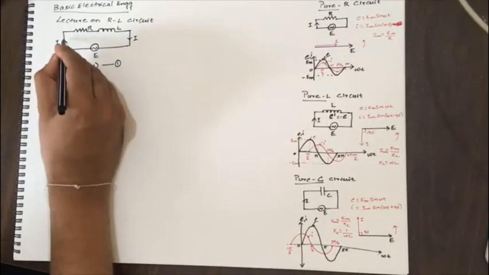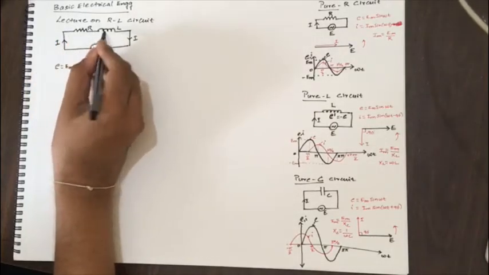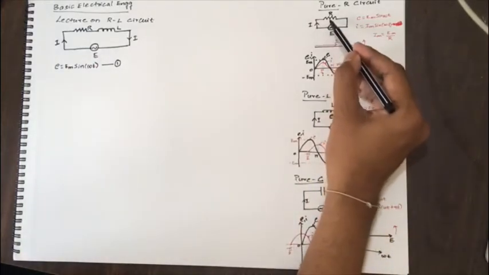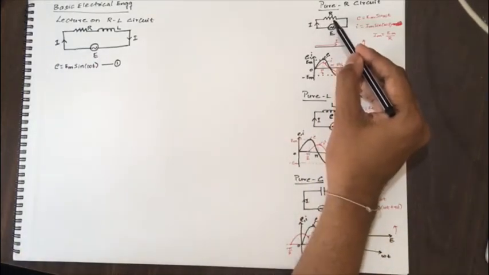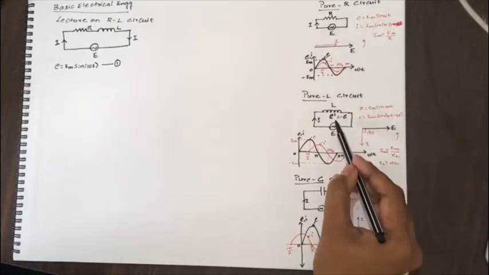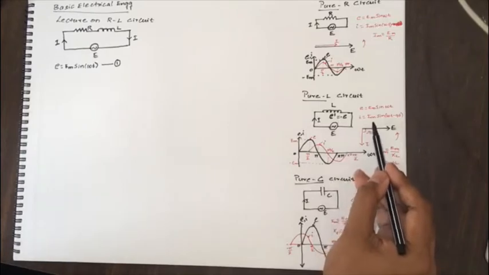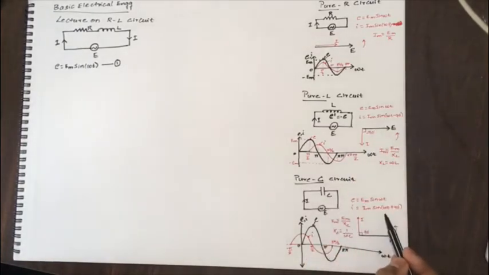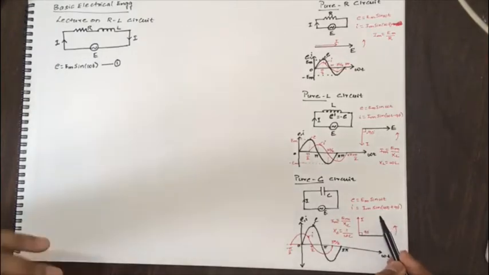Now the current I is flowing through R and L. Coming back to the pure circuits, when current I flows through R, when the element is pure resistive, there is no phase difference. When the element is pure inductive, the phase difference is 90 degrees. When the element is pure capacitive, the phase difference is again 90 degrees but in the opposite direction.